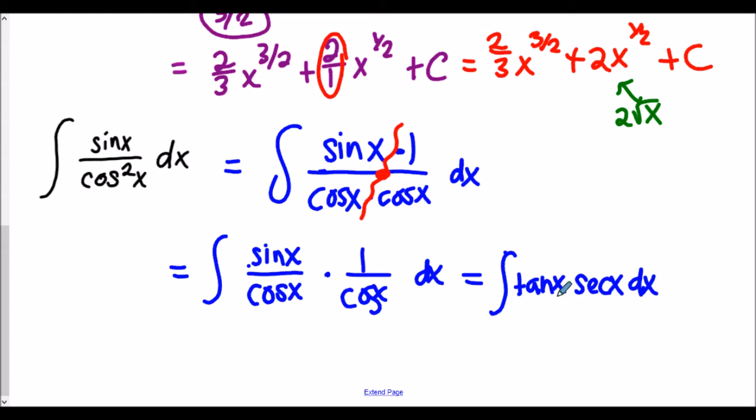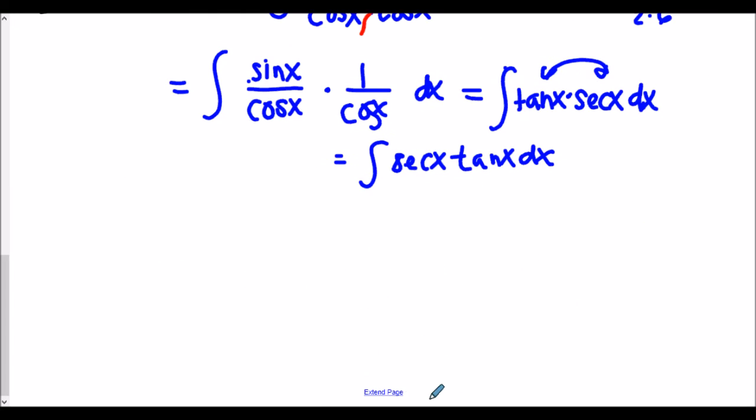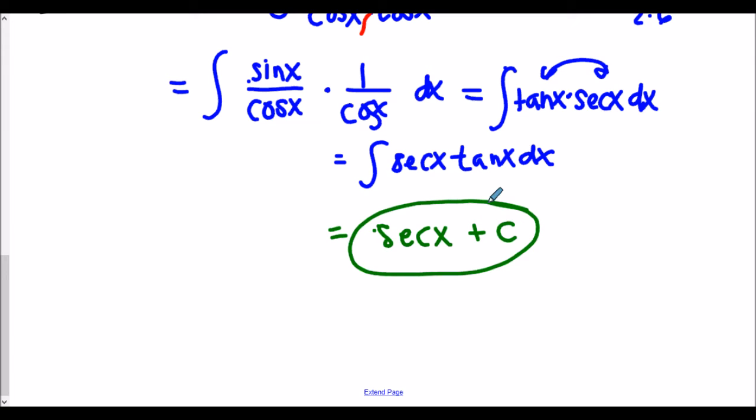You might see secant times tangent, but remember, multiplication can always be flipped around because 6 times 2 is the same thing as 2 times 6. So this is also the same thing as integrating secant x times tangent x dx. And when we look at the integral of that, that's exactly on our list. The integral of secant times tangent is just secant x plus c. And that's it. Okay, so that was more about the rewriting.